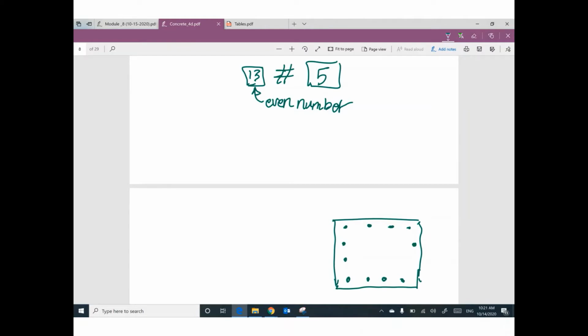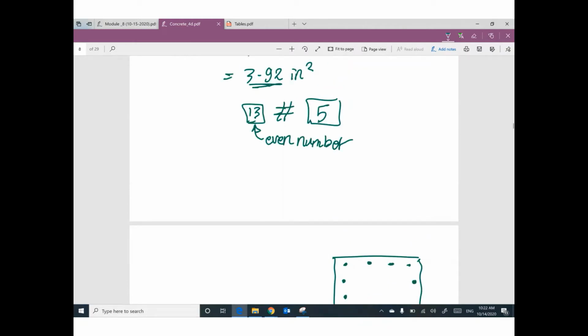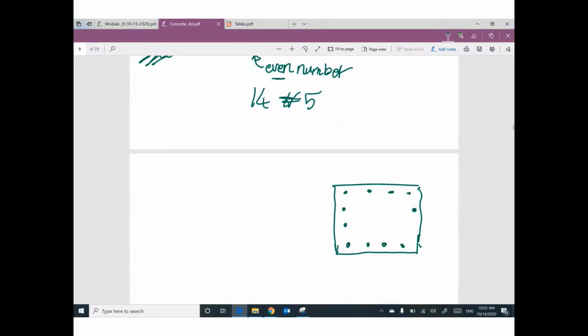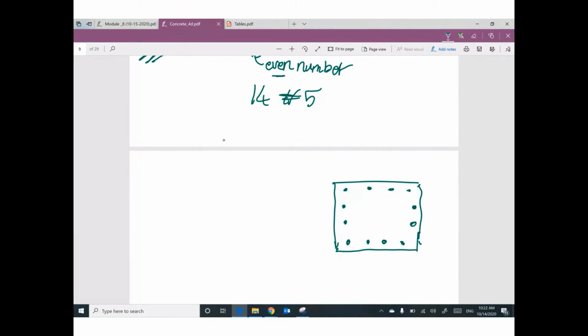We don't have a symmetric cross section. We are looking for symmetry of reinforcement distribution. So please, if your required number is an odd number, add one more to make it even. So 14, number 5, or change this size to get an even number. Okay, so I will add one here to be symmetric. So we have 14, number 5.